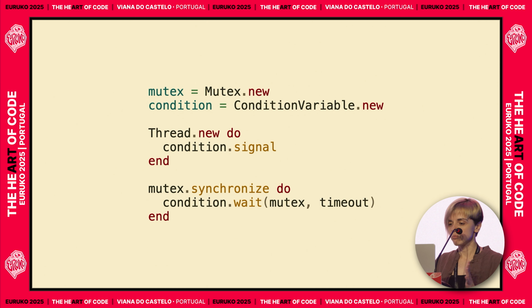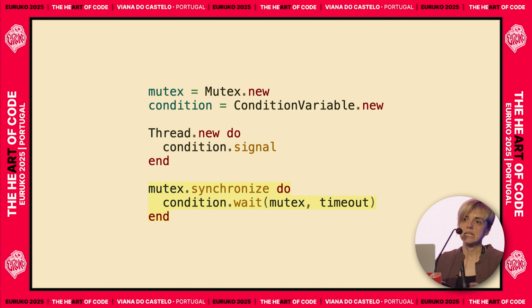Condition variables let one thread signal another thread that it's done doing something. And here's how it works. You create a condition variable alongside a mutex. Then you pass that condition variable into a thread you want to wait for. And when the thread is done, it signals the condition. And meanwhile, your initiating thread, your main thread, is asleep, waiting to be woken up when everything is done.